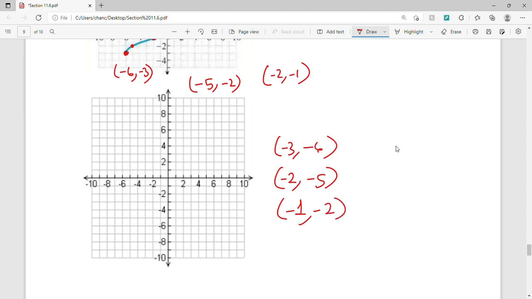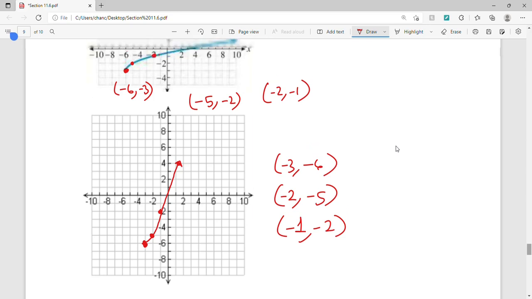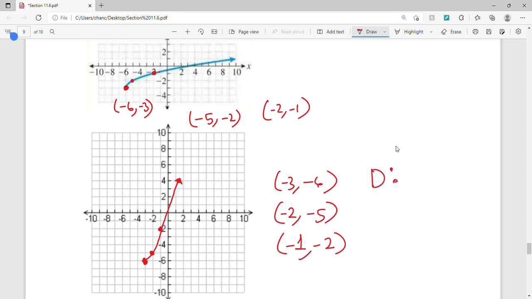So let's graph our inverse function. We'll start with -3, -6, -2, -5, and -1, -2. So we have a square root function, but it's kind of turned around, and this is our inverse function. If you want to find the domain of the inverse function, we can look at the graph. It goes to the left all the way to -3 and to the right forever. The range, well, it goes down to -6 and it goes up forever.